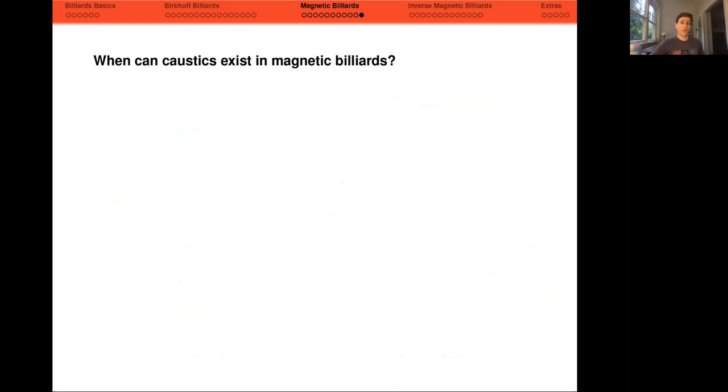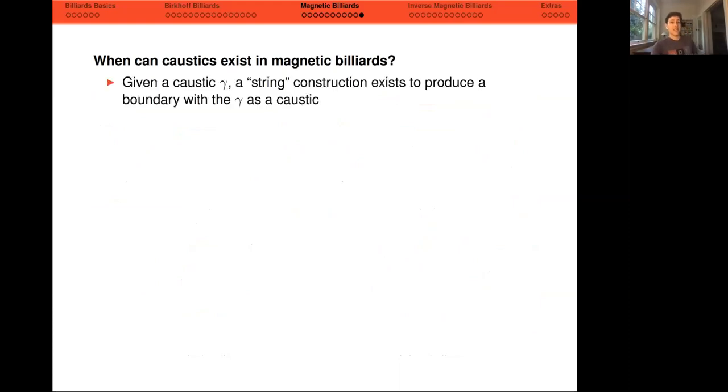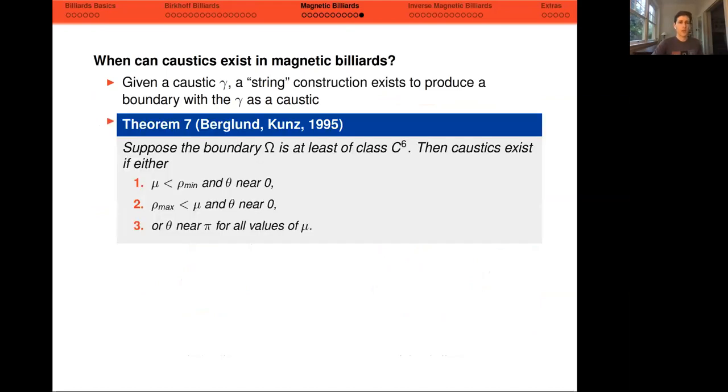So just like before with Birkhoff billiards, we can ask when caustics are going to exist in magnetic billiards. So there is an analogous string construction. If you're given a convex curve, you can create a billiard table that has that curve as a caustic. The process is a little bit more complicated, but nevertheless, it is an analog of that string construction.